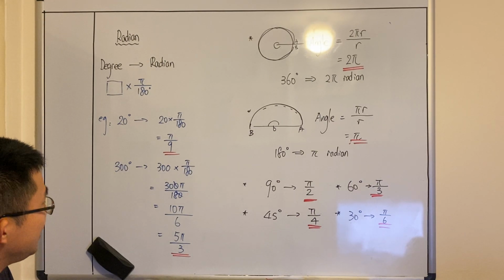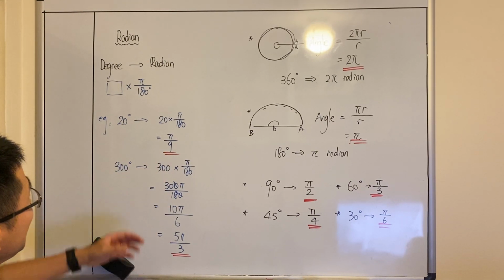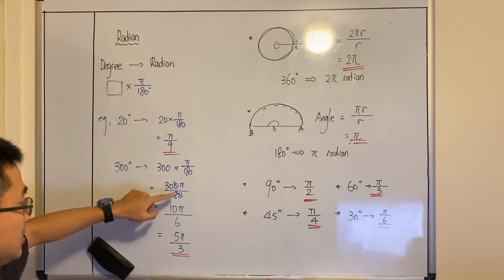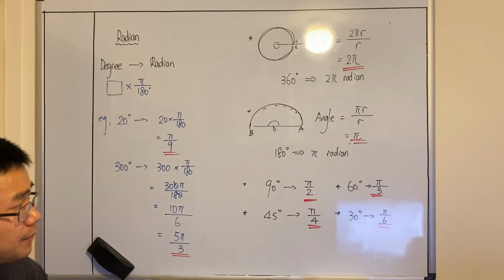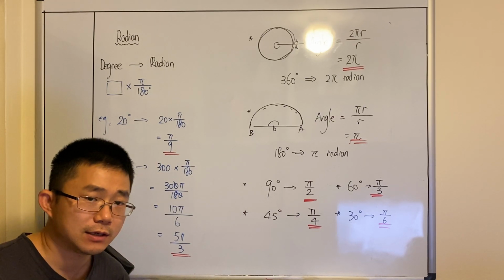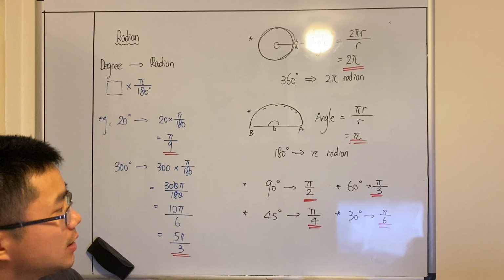It looks like it, right? It looks like everything's in terms of pi, because if you're using this formula here, everything looks like it's in terms of pi. Is that correct? Not really. We can have 1 radian. We can have like 2.5 radian, not in terms of pi.